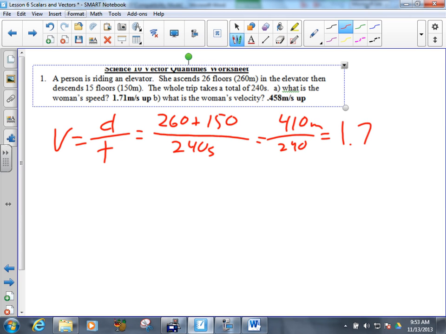And that gives us 1.71 meters per second. And there should not be an up on that answer because it is scalar. Speed is scalar and it does not have direction. So there shouldn't be an up on that answer.